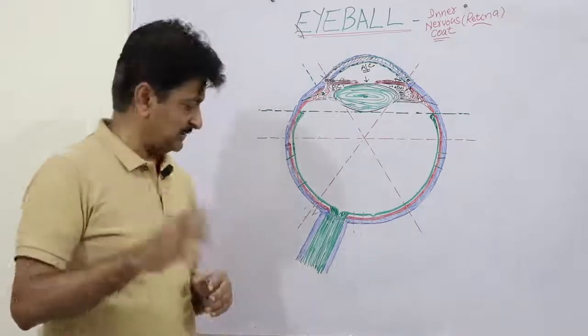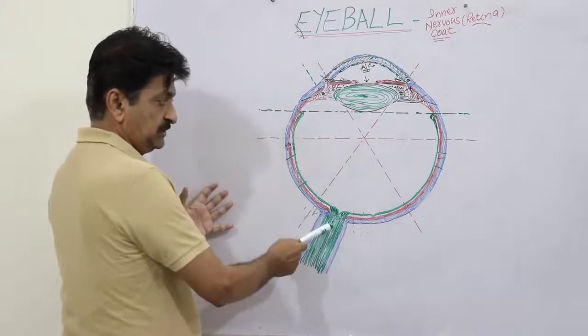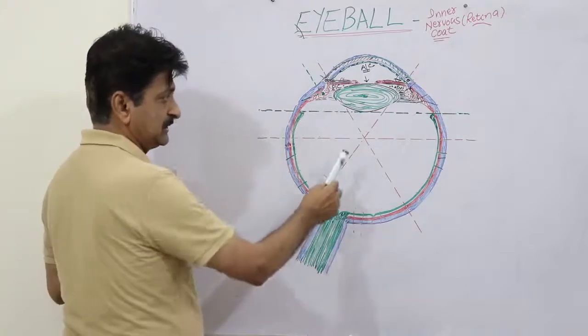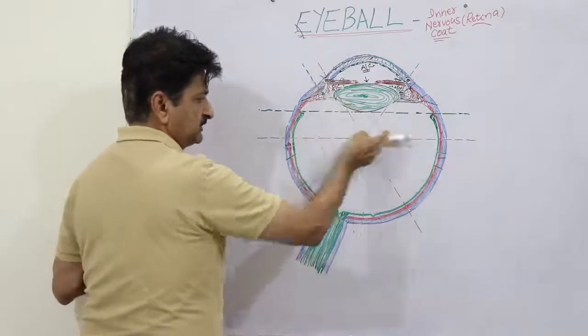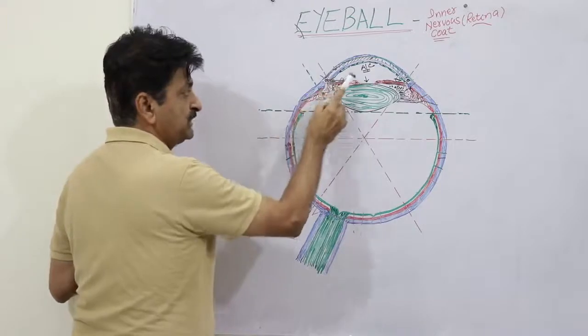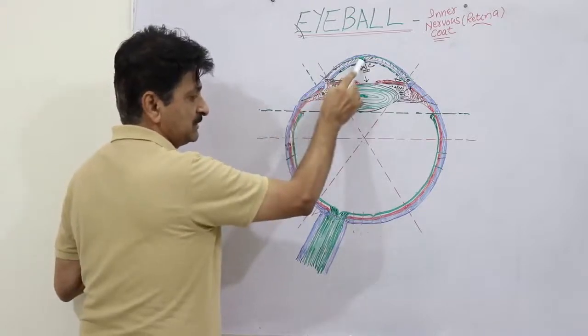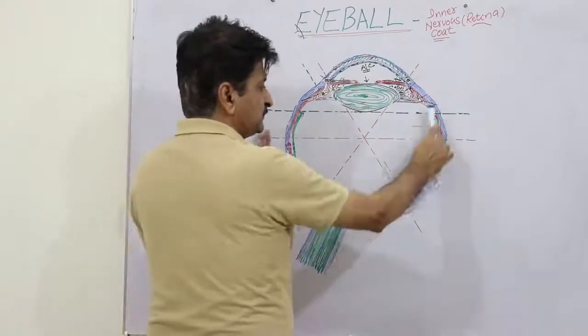Before understanding the retina, have a look at this picture that we have been discussing for the last two classes. In this plan, we have divided the eyeball into six parts. In the outer fibrous coat, the most anterior 1/6 is the cornea, and the later four, five, six are the sclera.